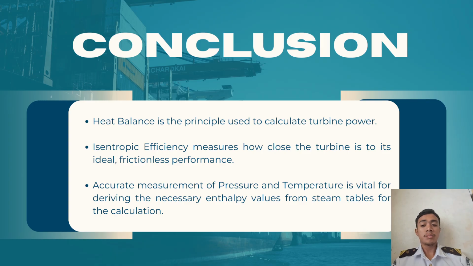Isentropic efficiency measures how close the turbine is to its ideal, frictionless performance. Accurate measurement of pressure and temperature is vital for deriving the necessary enthalpy values from steam tables for the calculation.